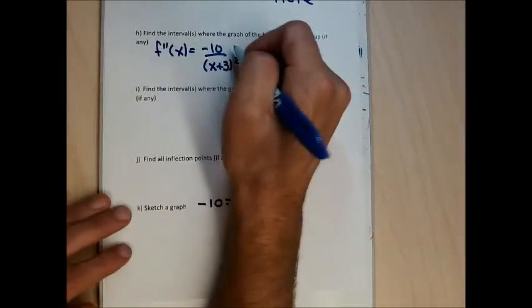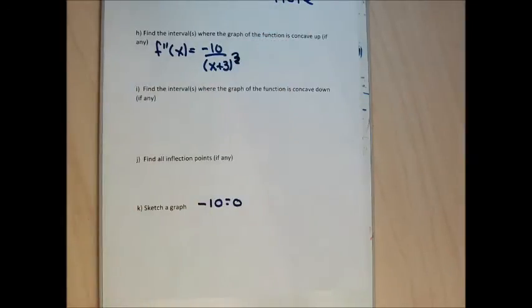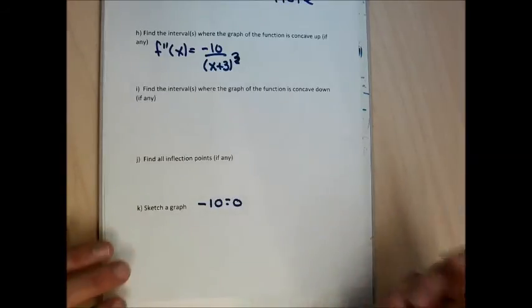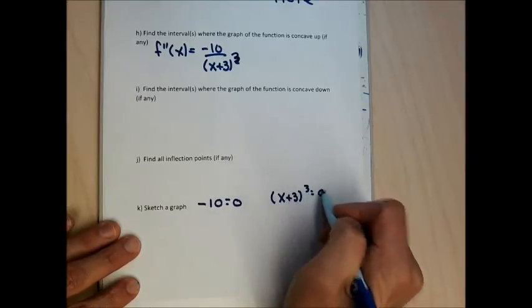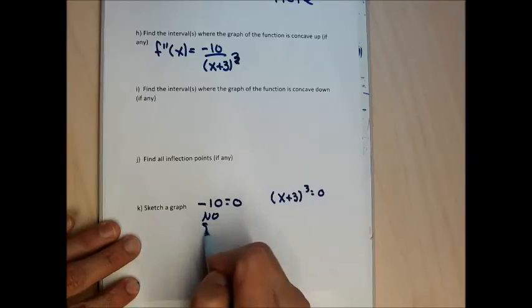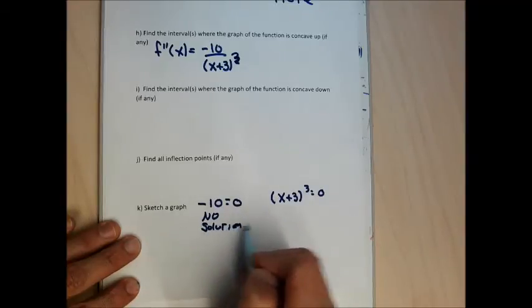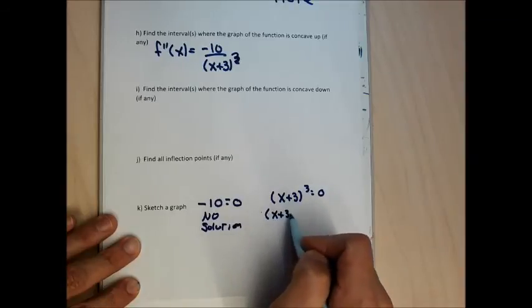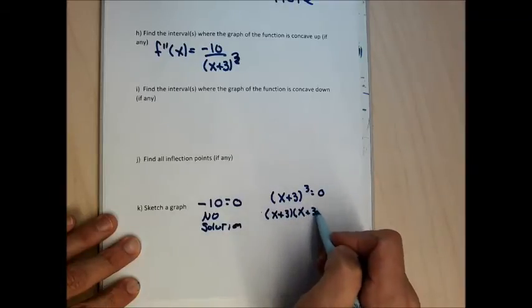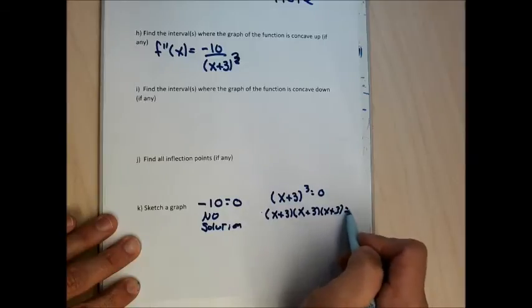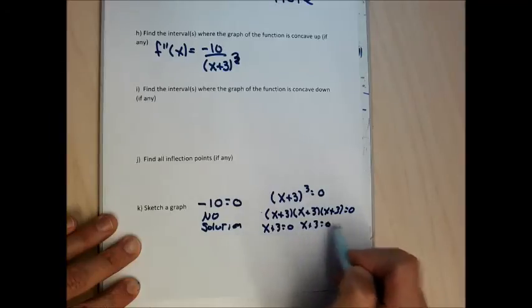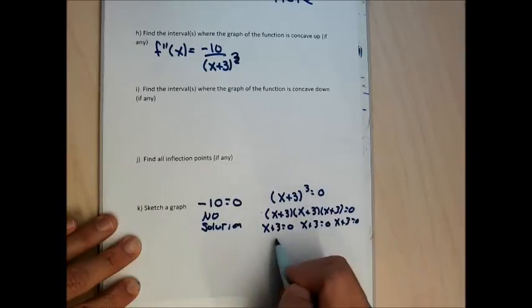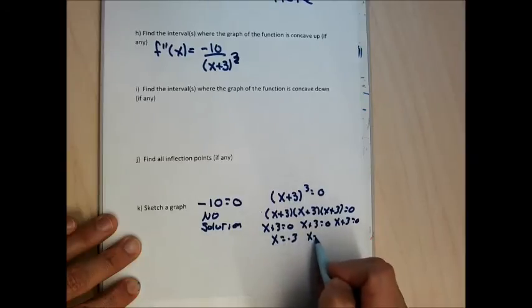This derivative needs to have a cube here. Not that that probably matters that much, but it wasn't quite right. So I'm going to set the numerator equal to 0. I'm going to set the denominator equal to 0. For the numerator, because there's no x, there's no solution to that equation. For the denominator, I can write it without the exponent, and then set each of the factors equal to 0. And they all give me the same critical number, x equal to -3.